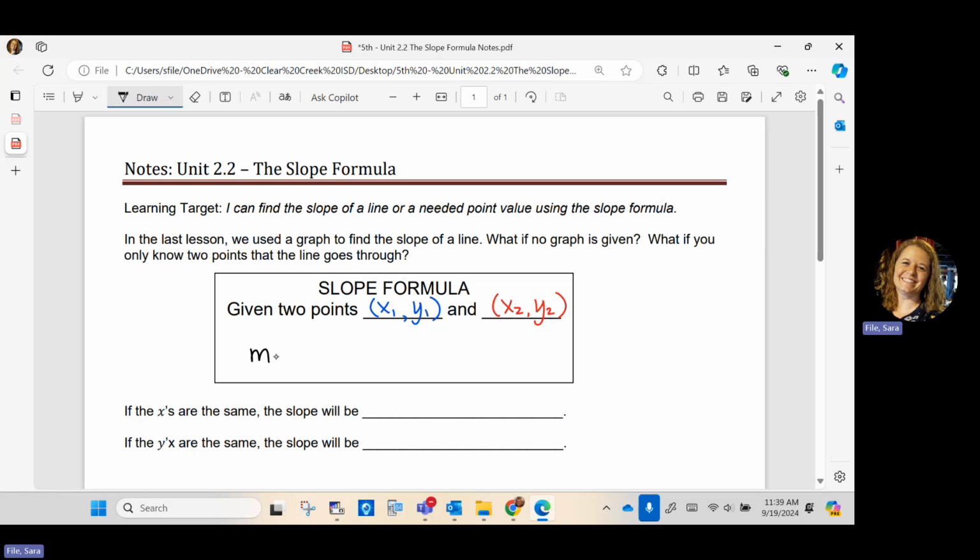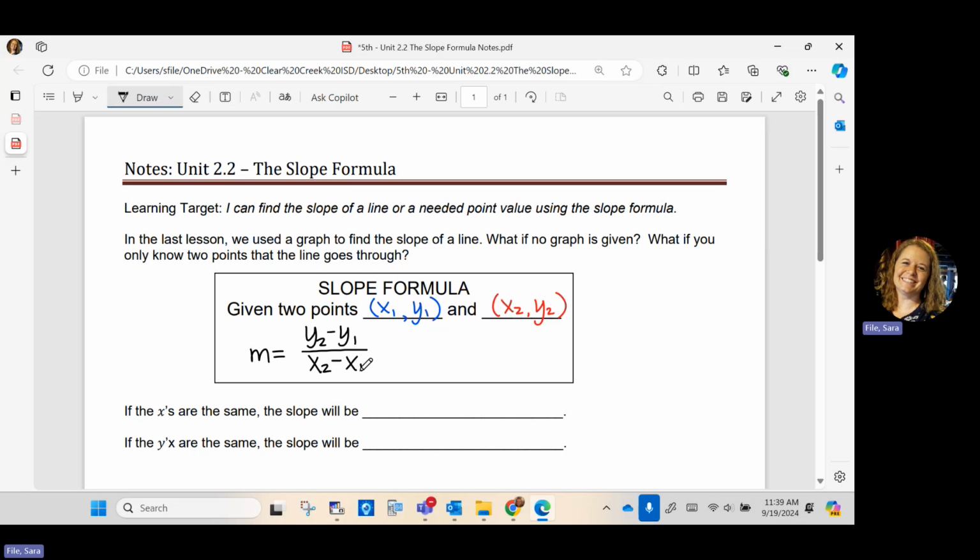We said we use m to represent slope, so m equals the change in y, so y2 minus y1, that's the vertical difference, and then the change in x, x2 minus x1, that's the horizontal difference. So we plug into those to find slope. m means slope.